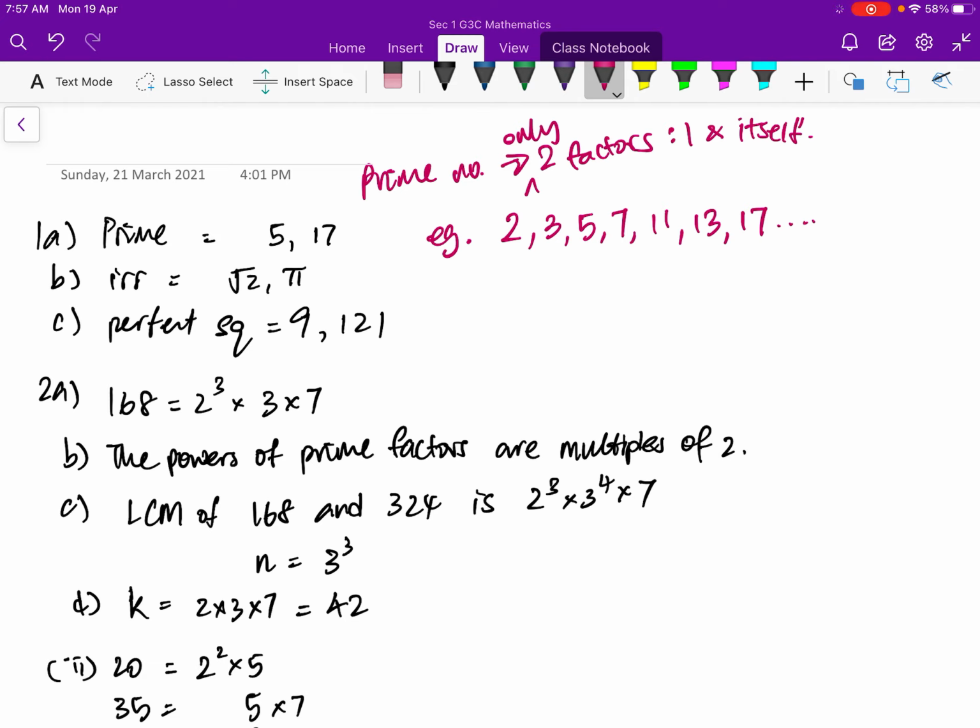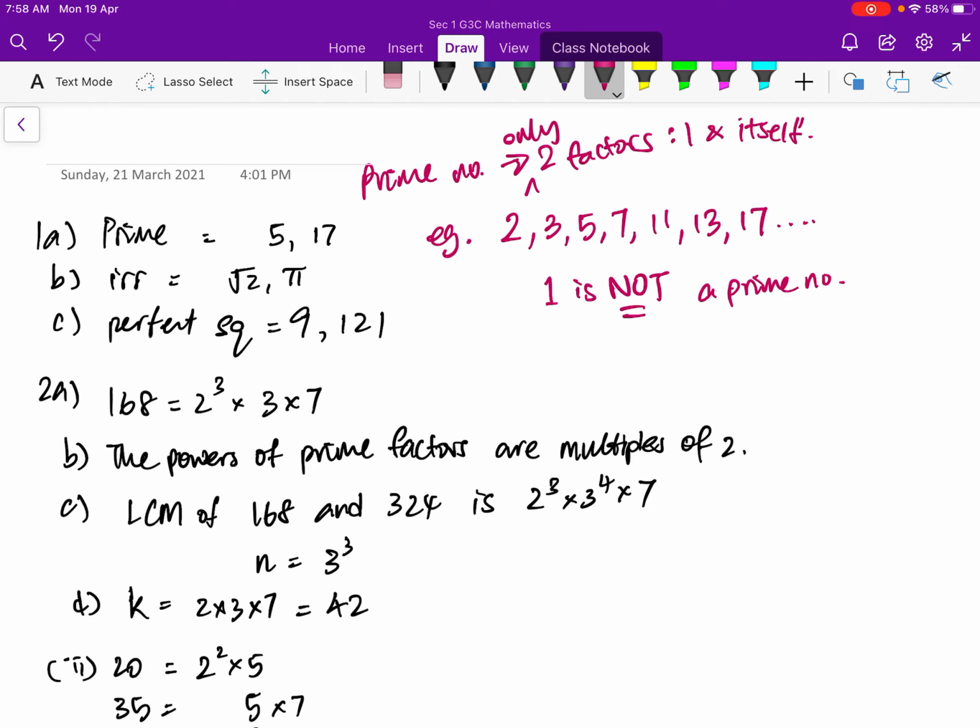Okay, so the definition, you have to know for prime numbers. And one of the most common mistakes is stating that 1 is a prime number. So just write down your notes on your paper. 1 is not a prime number. Okay, just to remind yourself.